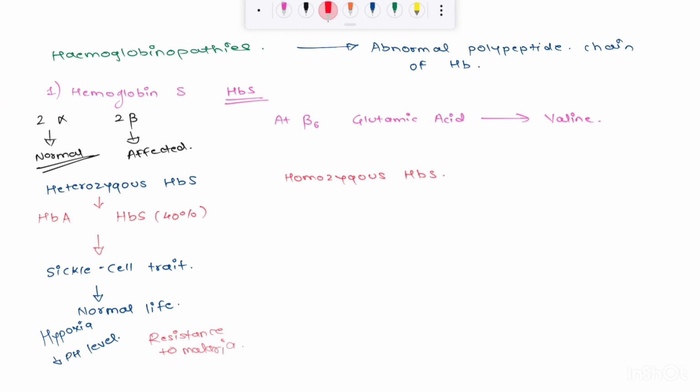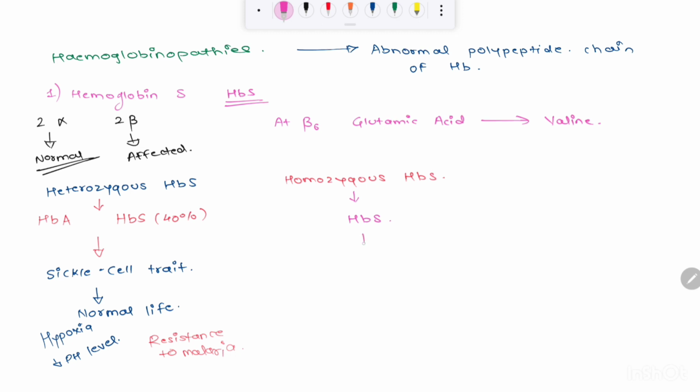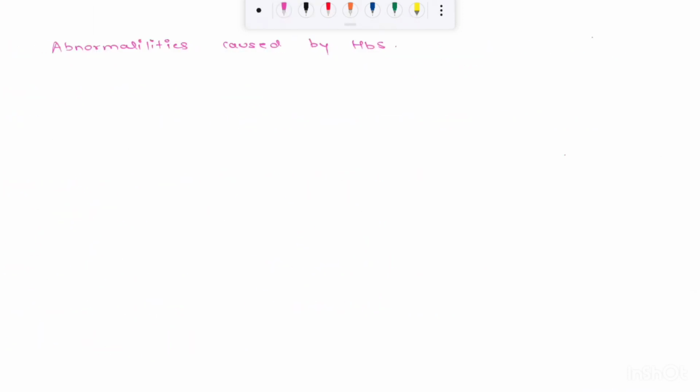Now homozygous HbS. Here both the genes that code for beta chain are affected. So we will have HbS type of hemoglobin, and this is found in sickle cell anemia disease. And this individual unfortunately cannot live beyond 20 years. So the life span is less than 20 years. So we'll discuss abnormalities associated with HbS. So we have HbS hemoglobin due to mutation in the HbB gene.